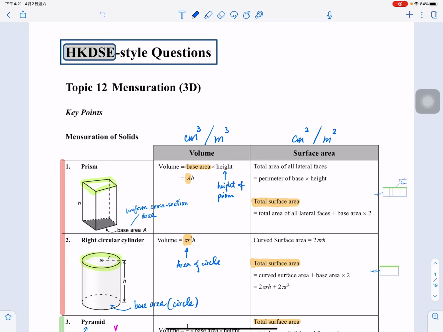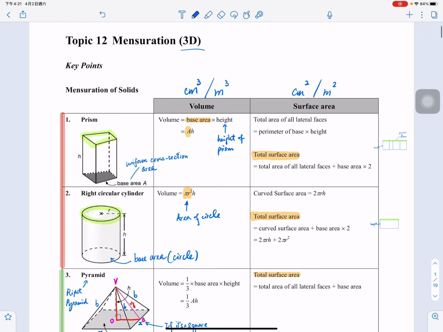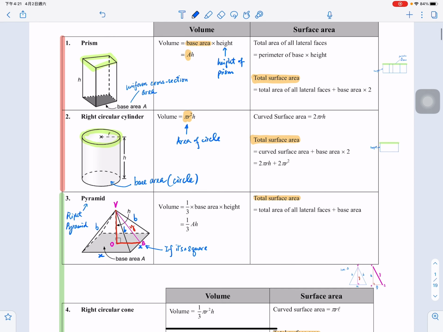Okay, now is part 3 about mensuration. This video will have a look at some three-dimensional questions. Okay, so you see that about solids, I separate them into three different kinds.